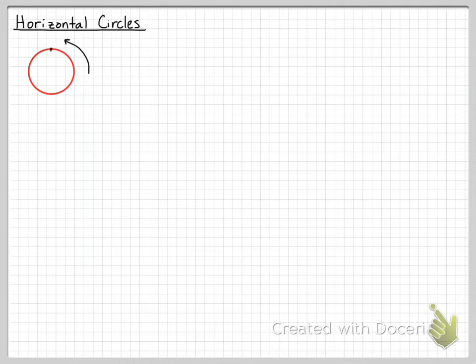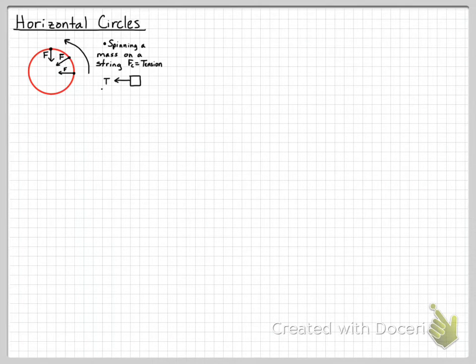Alright, in this video we're going to review horizontal circles and we're going to go over vertical circles with gravity. So a horizontal circle, we're going to have it rotating counterclockwise to the left, and at any given point on this circle there will be a force directed toward the center that is centripetal. So let's assume for this particular example that we're spinning a mass on a string. And therefore the centripetal force will be tension.